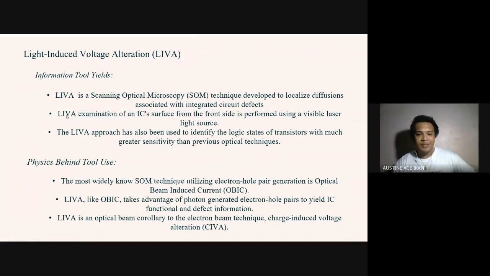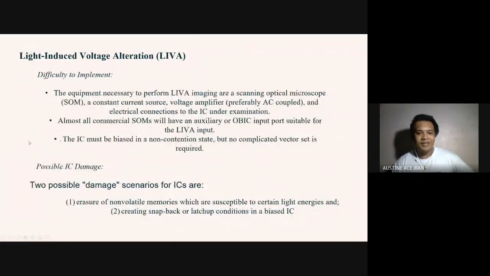So the next is the difficulty to implement. The equipment necessary to perform LIVA imaging is a scanning optical microscope, a constant current source, and a voltage amplifier, preferably AC coupled, with electrical connection to the IC under examination. The IC must be biased in a non-contention state, but no complicated vector is required.